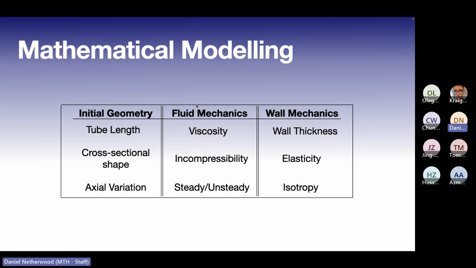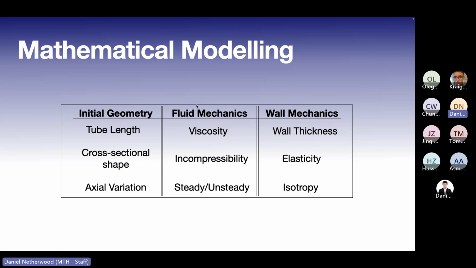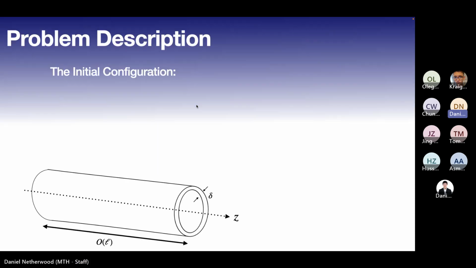Then you want to think about the wall mechanics. So how thick is the tube wall? What type of elasticity model are you going to adopt? And actually, what are the materials themselves? So is it isotropic, anisotropic, something like this? And the topic of today's talk is going to be taking an already established model and for the first time increasing its robustness to allow arbitrary cross-sectional shapes. And to my knowledge, it's the first time that this is going to be done in 3D.